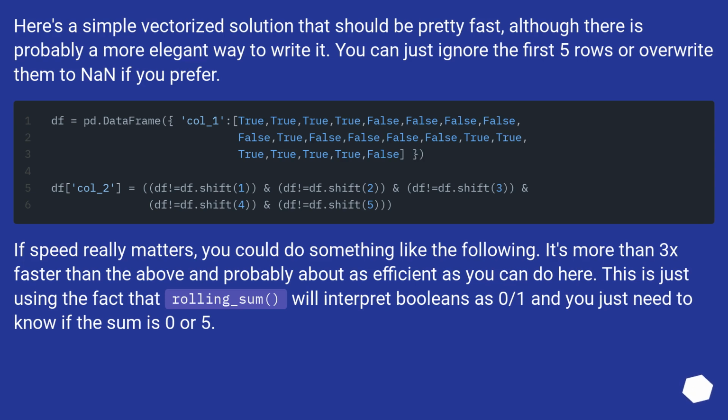If speed really matters, you could do something like the following. It's more than 3x faster than the above and probably about as efficient as you can do here. This is just using the fact that rolling().sum() will interpret booleans as 0, 1, and you just need to know if the sum is 0 or 5.